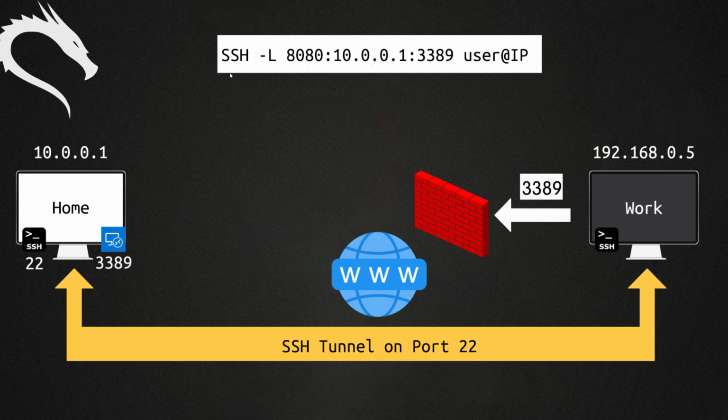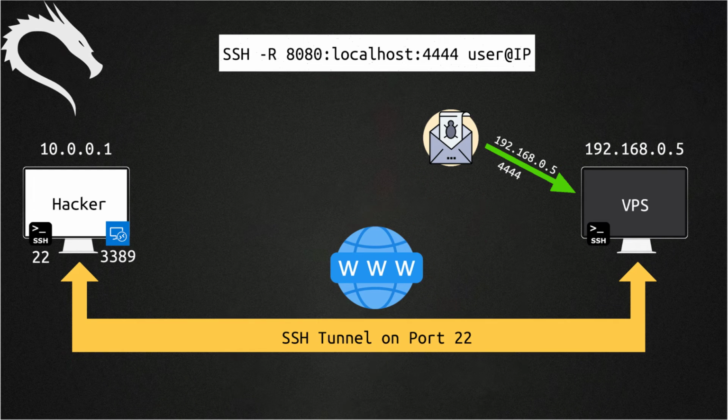Here is the SSH command that we are going to use for local port forwarding. So we start with SSH and then we say -L, which is local port forwarding, and then we specify the port number that we want to create on our machine, and then the IP address of the machine that we want to connect to, which is our computer at home, and then the port number that the RDP service is running on. And lastly, we specify the username and IP address of the remote host.